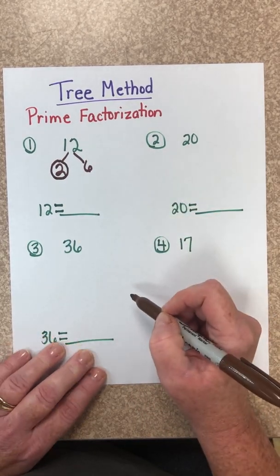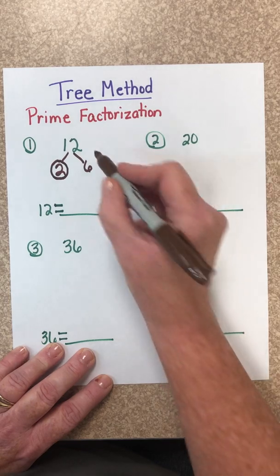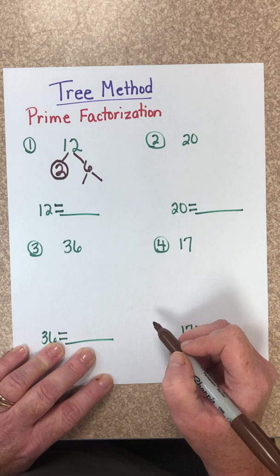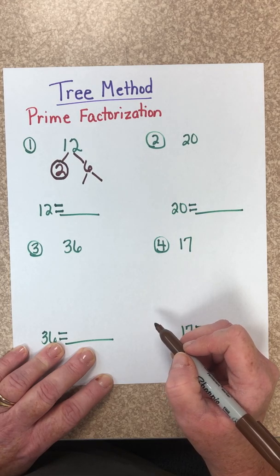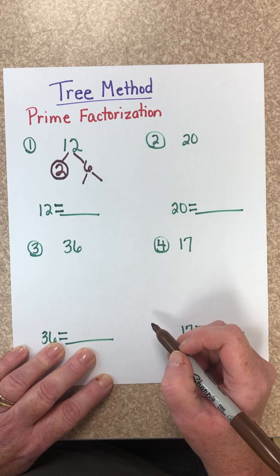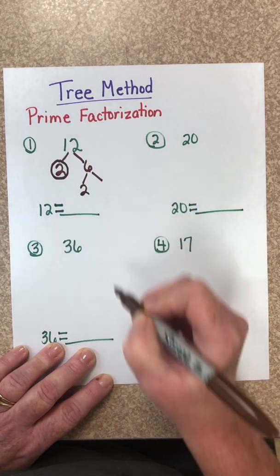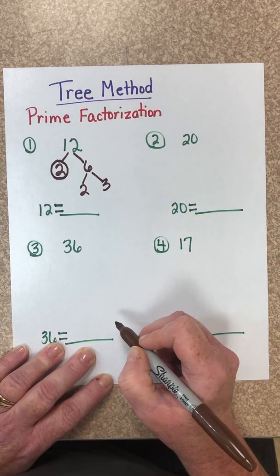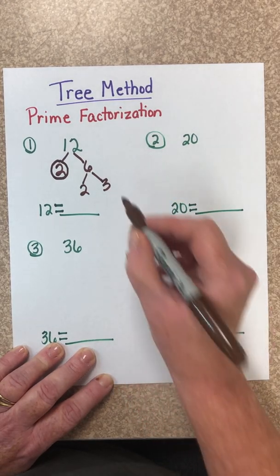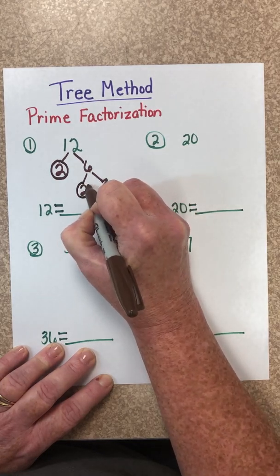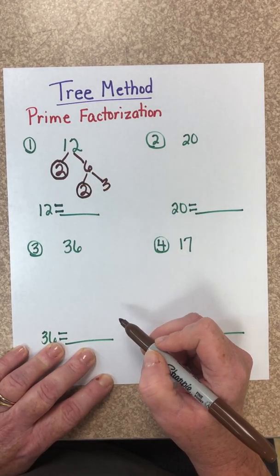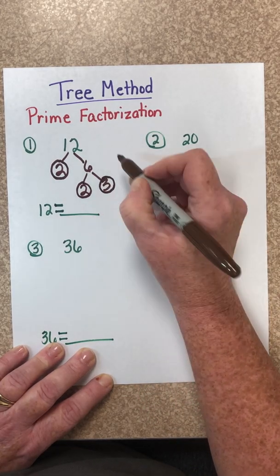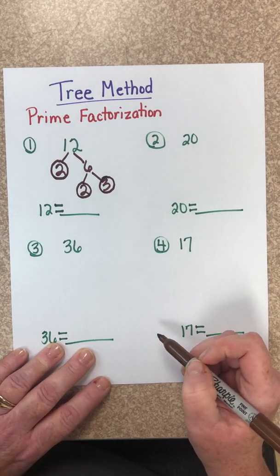Well, now let's look at 6. Well, 6 is composite. That means we can multiply 2 factors to get 6. So what's the smallest prime number that we can multiply by to get 6? Well, that's a 2. 2 times what is 6? 3. So now we need to think, is 2 a prime number? Yes. We circle it. Is 3 a prime number? Yes. And we circle it. And we are out of branches. That means we are finished.